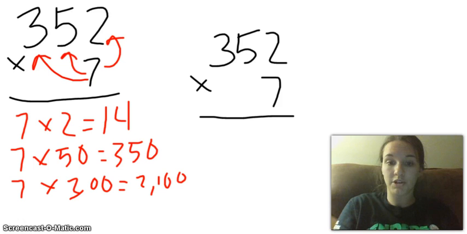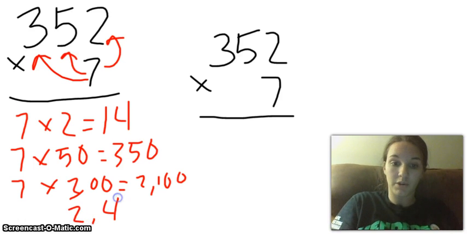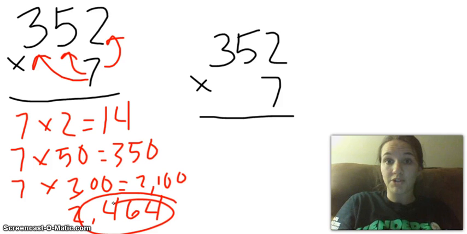So 2,100 plus 350 is going to give me 2,450, plus another 14 would give me 2,464. So that's how I solved that with partial products. It's good to have that understanding as to that 5 as a 50 and the 3 as a 300. I'm now going to show you how you could solve that using the standard algorithm.